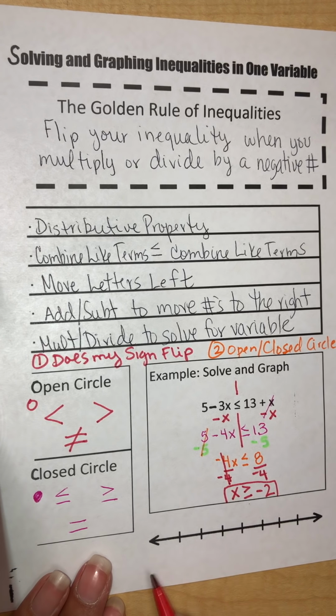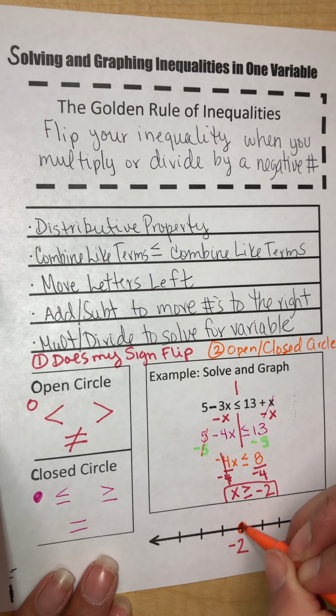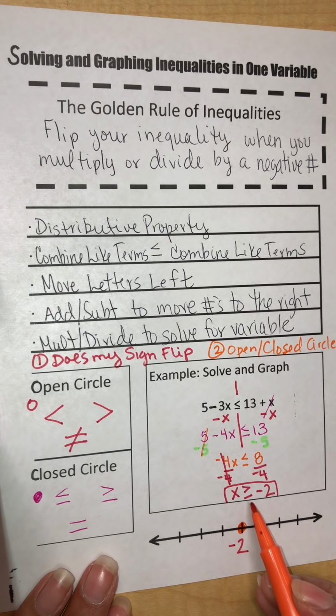So down here, you don't have to put all the increments, just put the negative 2. What kind of circle am I going to use? Well, this symbol is the closed circle, and I'm going to shade to the right because it says x is greater than, so all the possible answers have to be greater than negative 2.